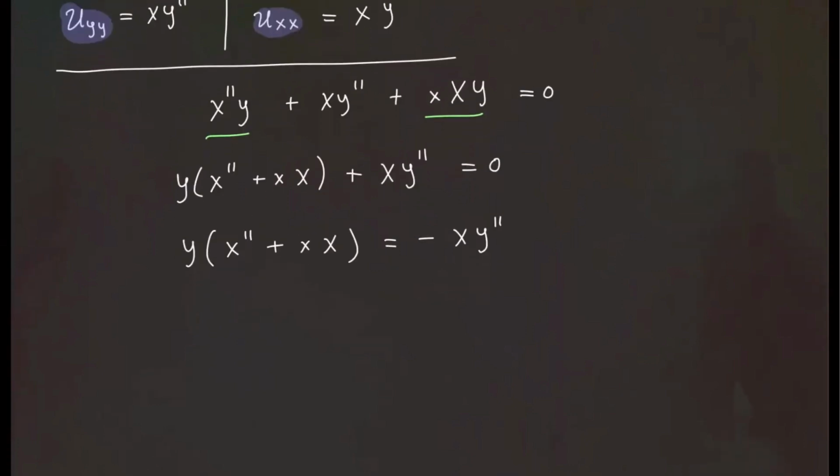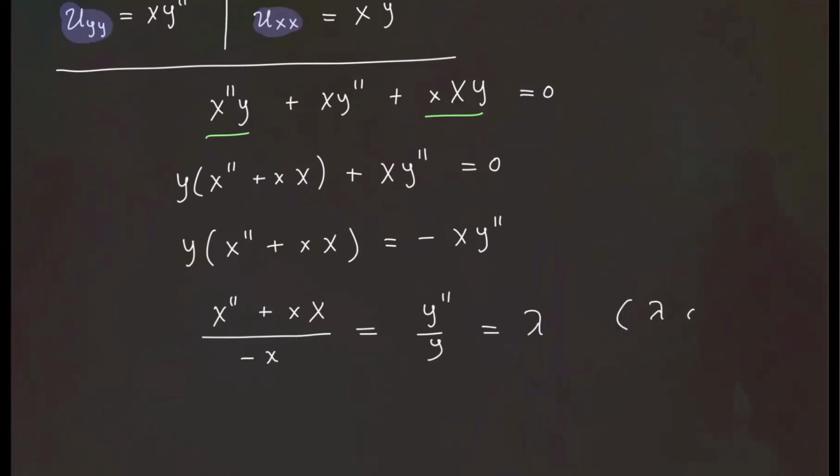And now I can finally separate the variables. I'm going to divide by Y and also divide by X. You can keep the negative in whichever direction you want. I think I'm going to keep it with X. So here's what I'm going to get: X double prime plus little x big X, divided by negative X, is equal to Y double prime over Y. And then we set this equal to lambda, where lambda is a constant.